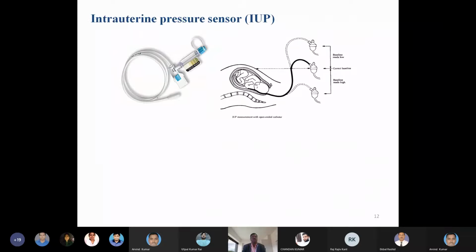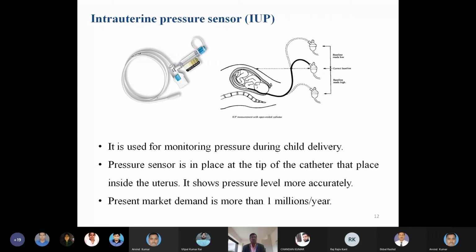Then there are intrauterine pressure sensors. These are used in child delivery. There is a catheter with a sensor inside it, which is inserted into the uterus, and it accurately measures the pressure level inside the uterus.